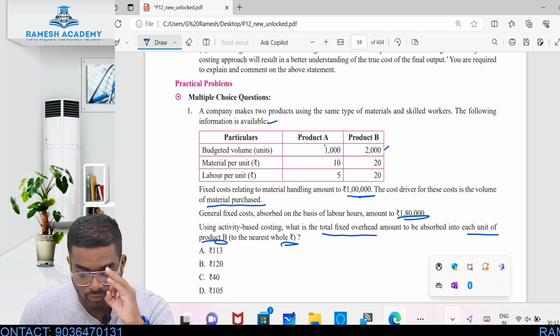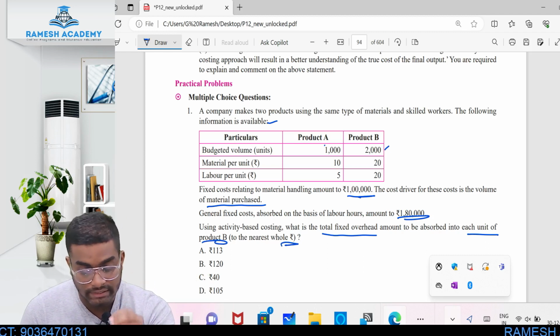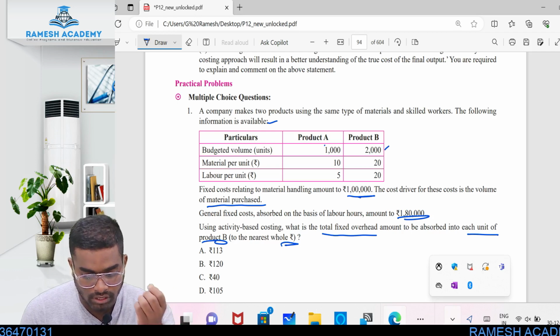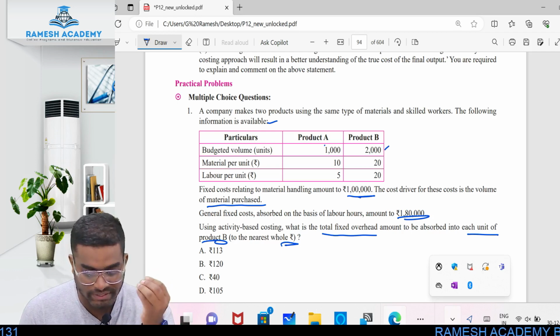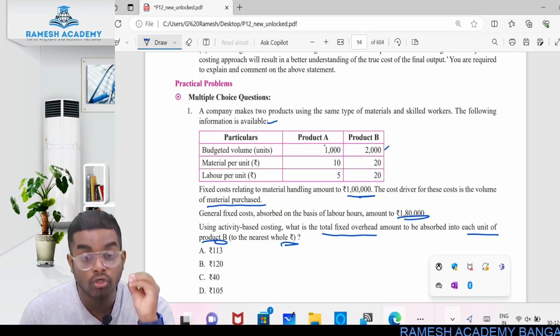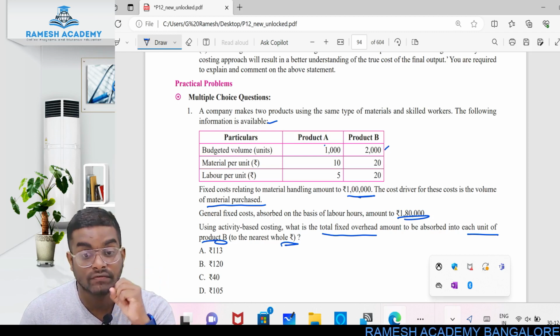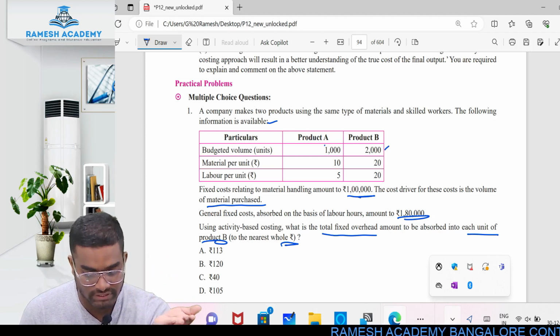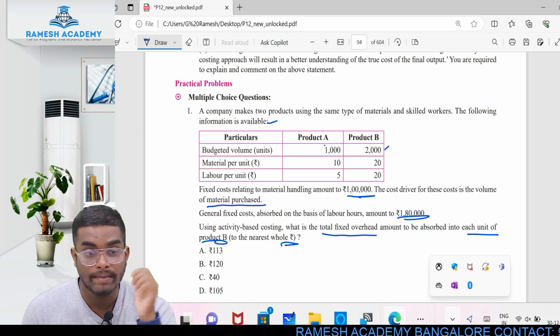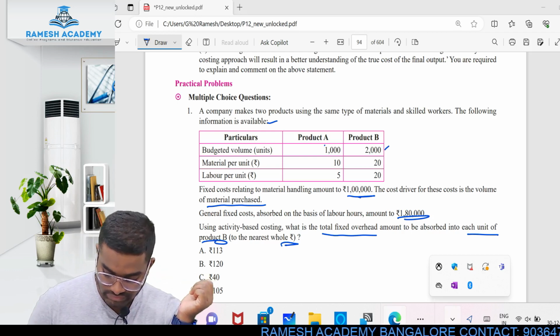So we have to distribute the overhead of 1 lakh and 1,80,000. In case of material handling, it should be distributed based on volume of material purchased, whereas in case of general fixed cost, it should be based on labor hours. So we'll get started.